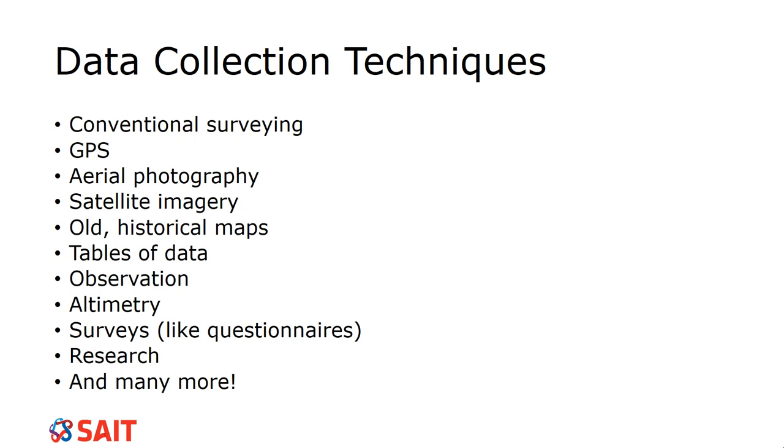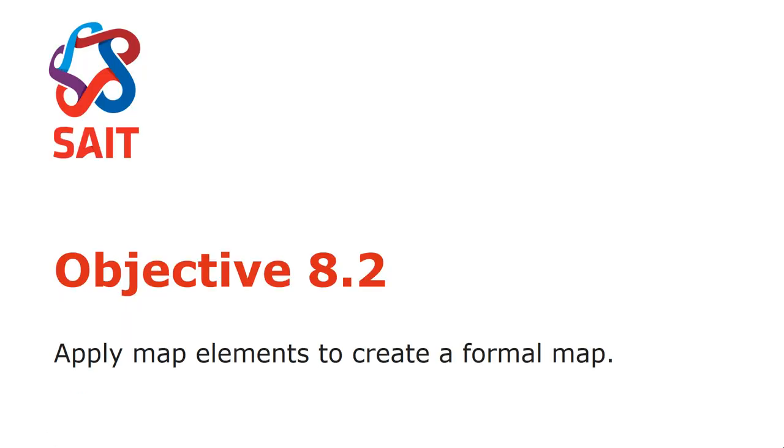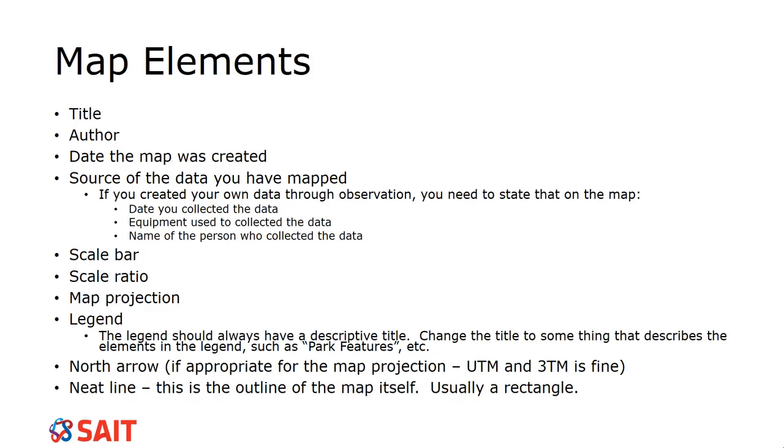I'm going to move into Objective 8.2 because it all relates basically up until 8.3. So 8.2 is applying map elements to create a formal map. These are the things that I expect to see on your map. When you go through your mapping project and you have finished the actual map itself, which is really the data of the map, these are the things I want to see.